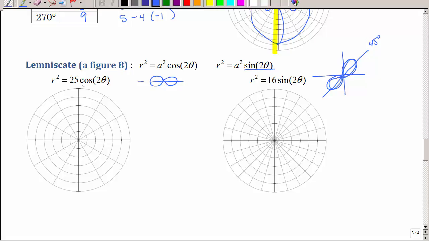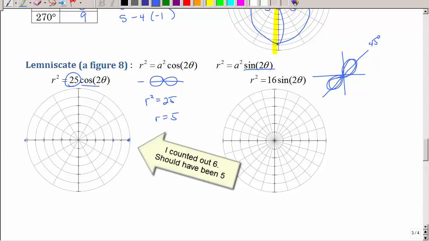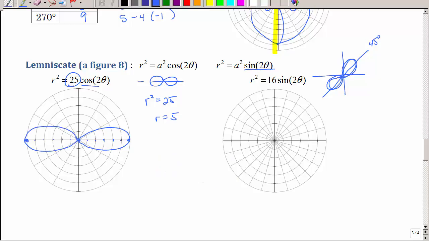All right. So cosine is going to be along the x-axis. You're going to take the square root of 25, and you're going to go out left and right 5. You're going to put a dot in the middle to the best of your ability. You're going to draw a figure 8. That's it.